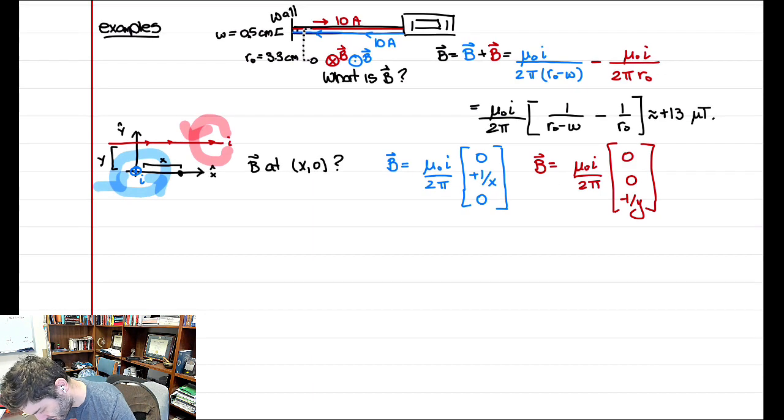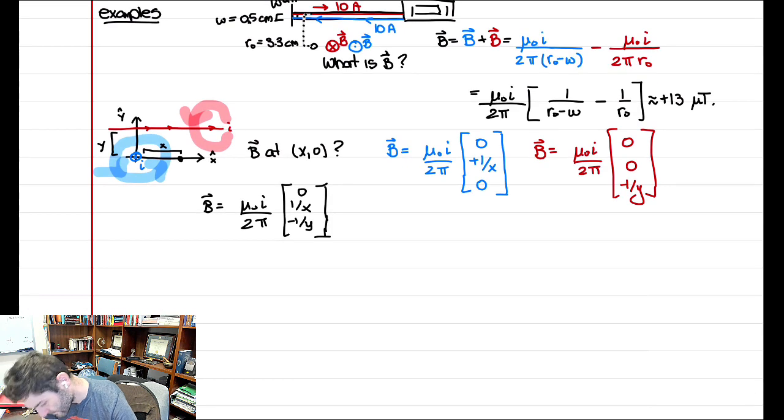So then the total magnetic field looks like it's mu I over 2 pi, and the components of the vector are 0, 1 over x, negative 1 over y. And that is the 3D magnetic field at that point.